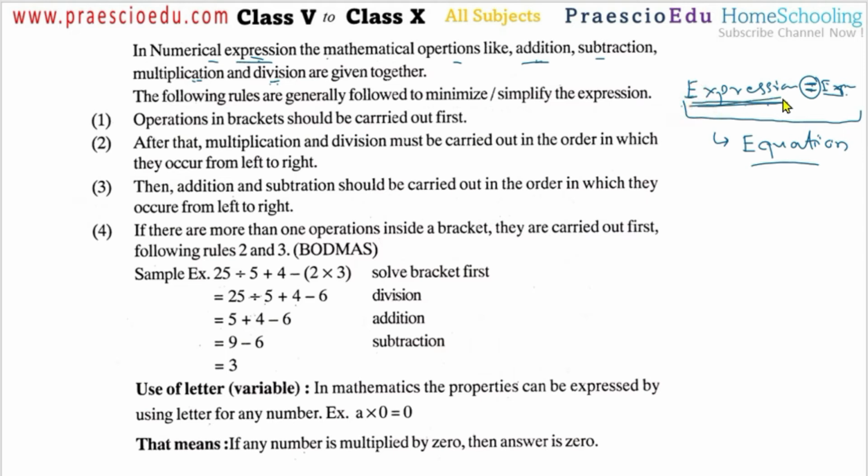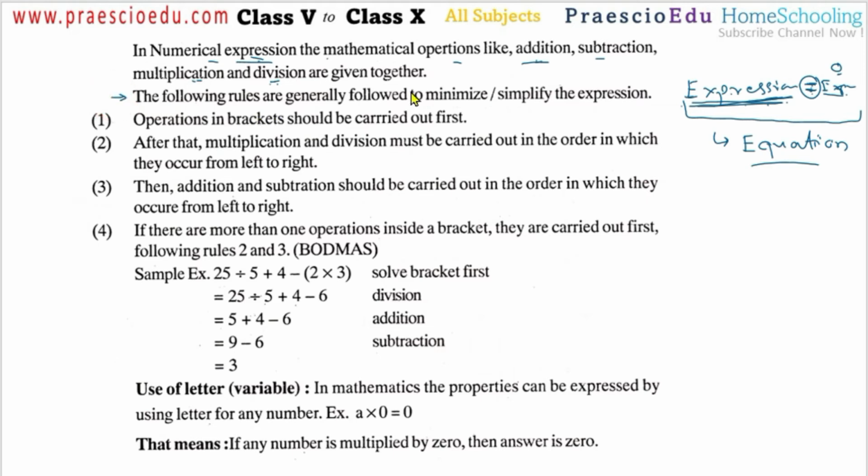Now an expression never has the equal sign. But sometimes an expression is equal to zero also, that is also an expression, but zero is not an expression. Now what exactly are the expressions? That one also we are going to learn. But before that, some rules we are going to see.